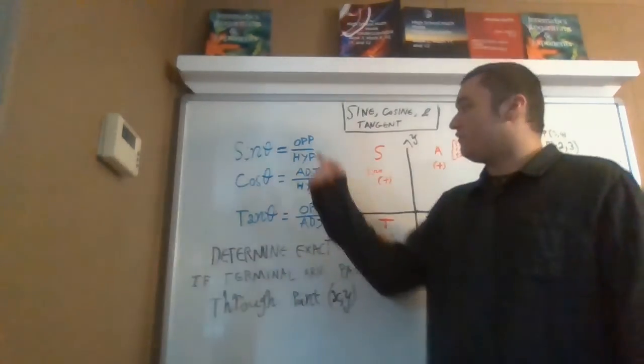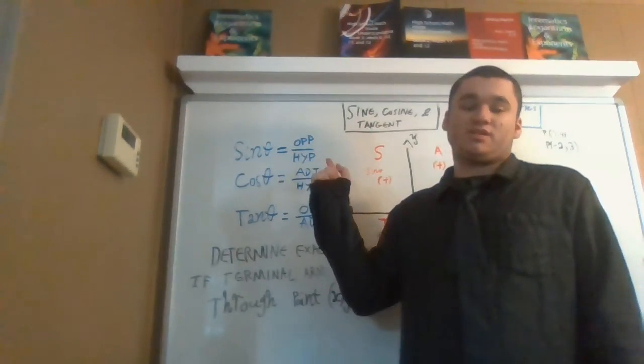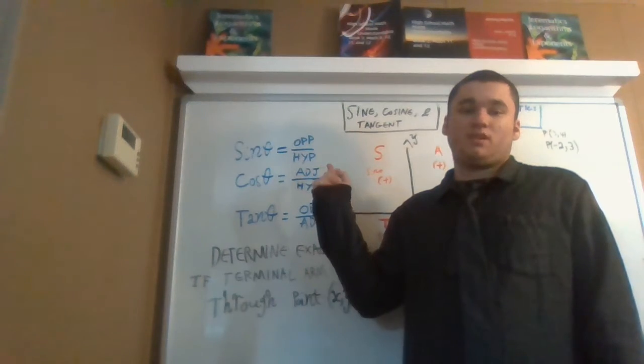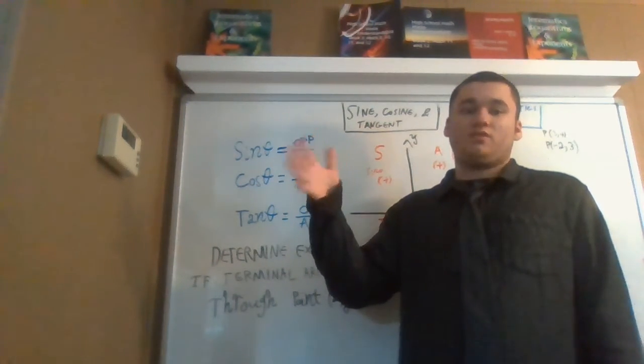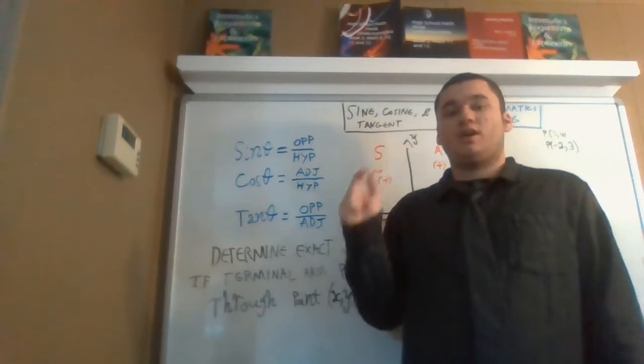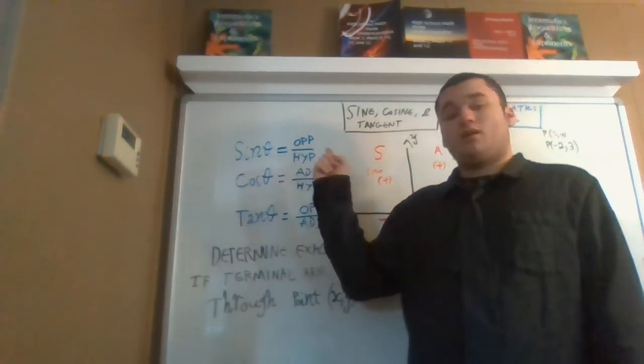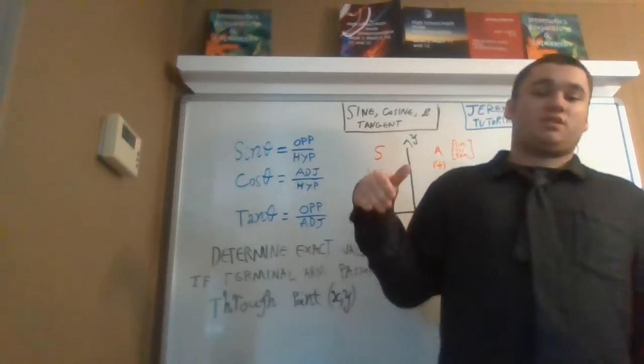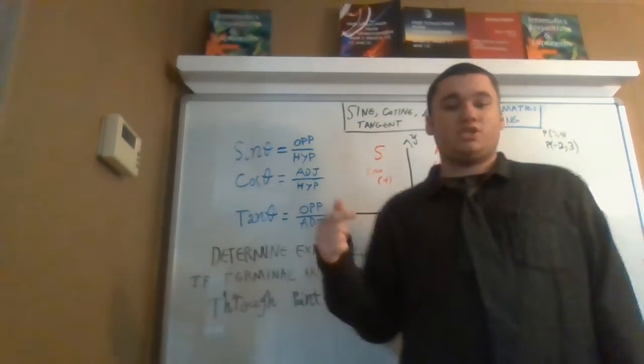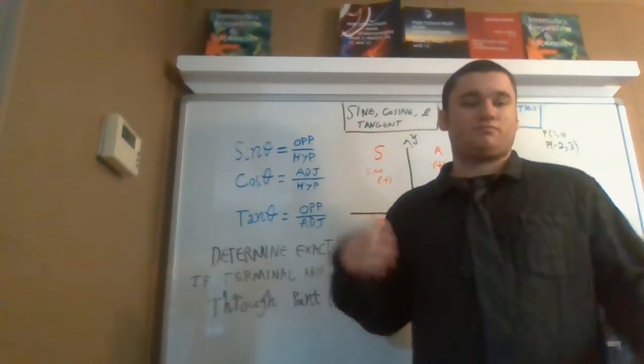Well, the equivalent of sine theta is opposite over hypotenuse. So this means that your sine ratio is the opposite of your angle divided by the hypotenuse. That's the ratio, and the angle itself is with the sine. And then the cosine ratio is the adjacent over the hypotenuse, and the tangent ratio is the opposite over adjacent.